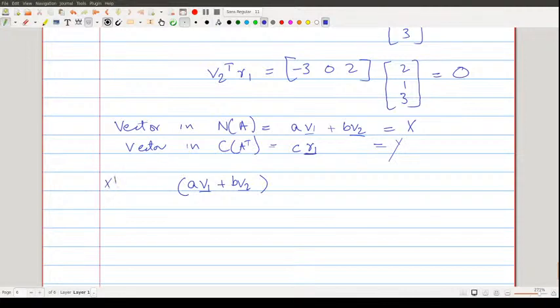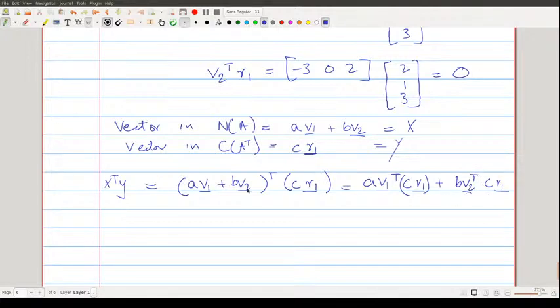And now I'm taking X transpose Y, which is (AV1 + BV2) transpose (CR1). What do we get? We get AV1 transpose CR1 plus, just put a parenthesis here, BV2 transpose CR1.